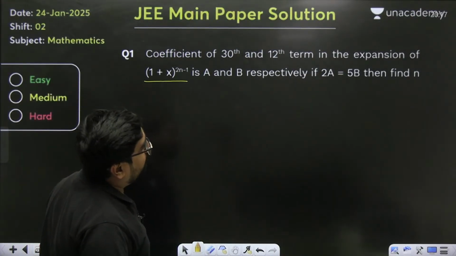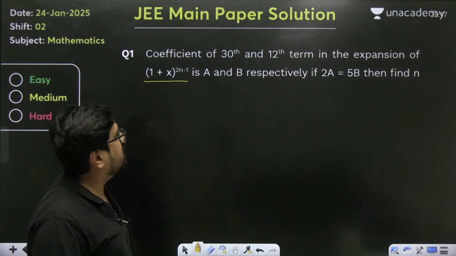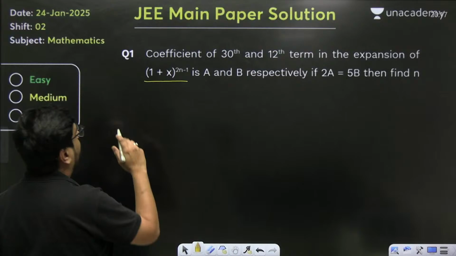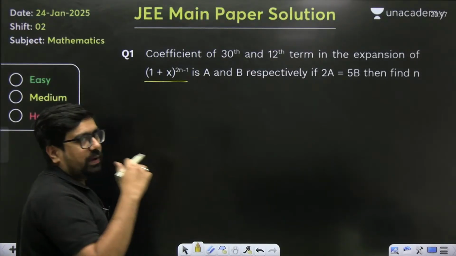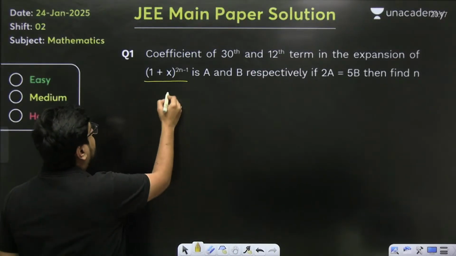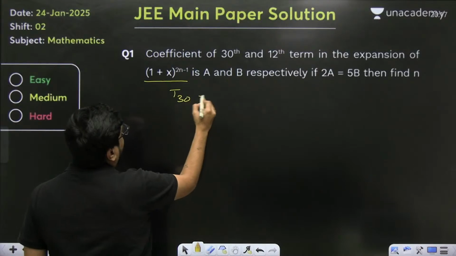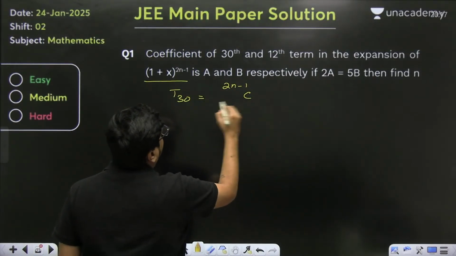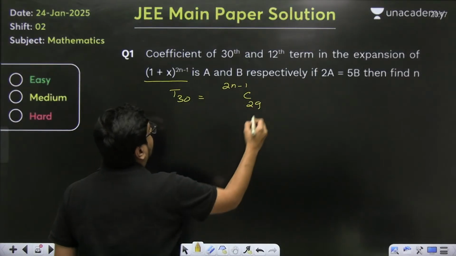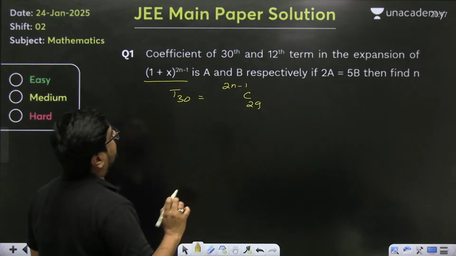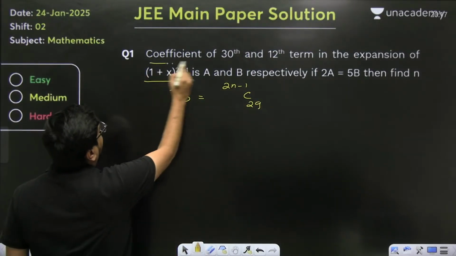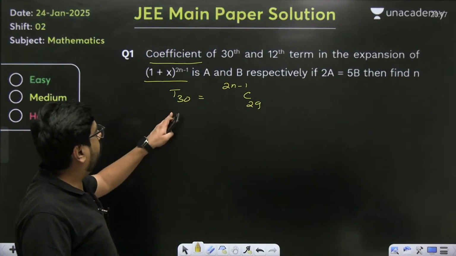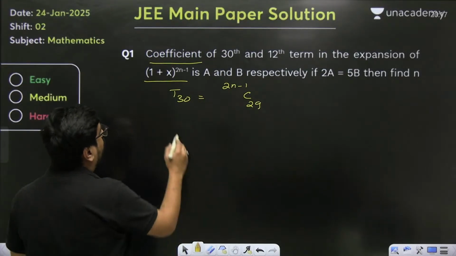Then 2a equals 5b is also given to us. Then you have to find n. Okay, we are supposed to find n over here. So this question looks very direct, right? So T30 will be what? T30 for this one, 2n minus 1 C 29, x to the power, this will be the coefficient, right? Coefficient only we are talking about. This will be the coefficient of 30th term and 12th term.